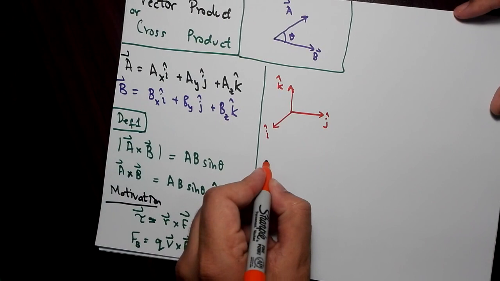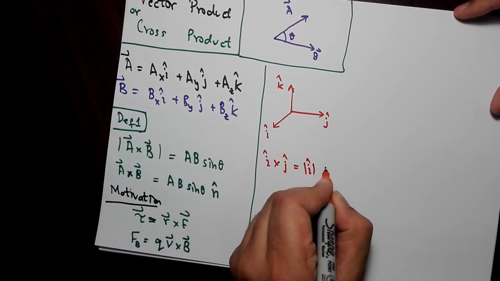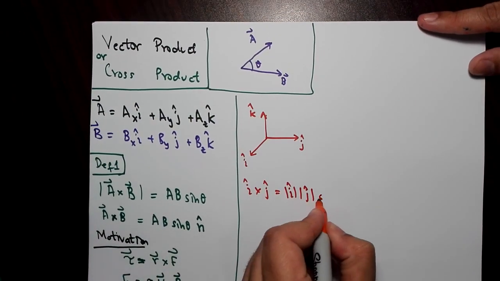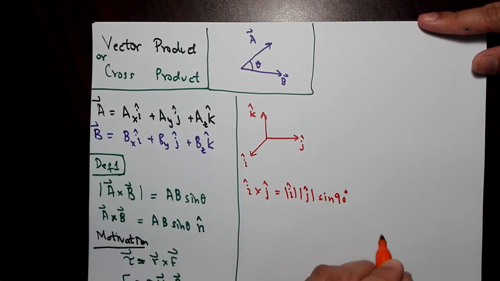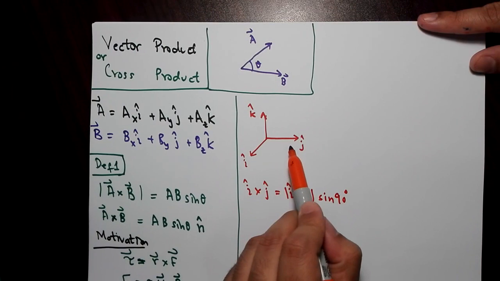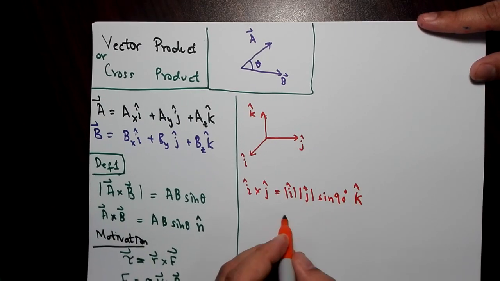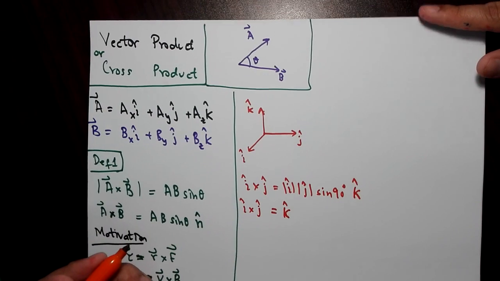This one. So you got i cross j is equal to the magnitude of i times the magnitude of j times the sine of the angle. Now they're perpendicular to each other, so the angle is 90 degrees, so you get sine 90. And then when you do i cross j, you point towards the k hat direction. Your thumb points towards the k hat direction, which is the z direction. So this is 1, this is 1, this is 1, so you just get k hat. So i cross j is k hat.